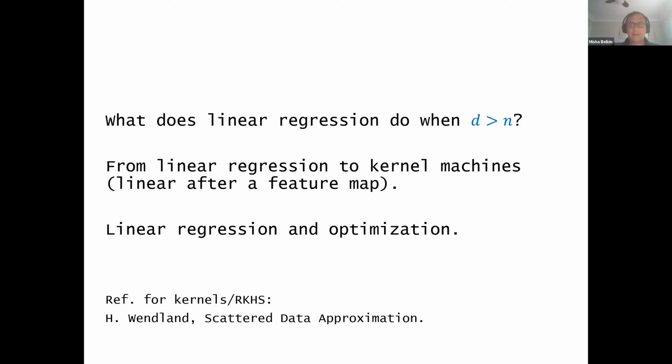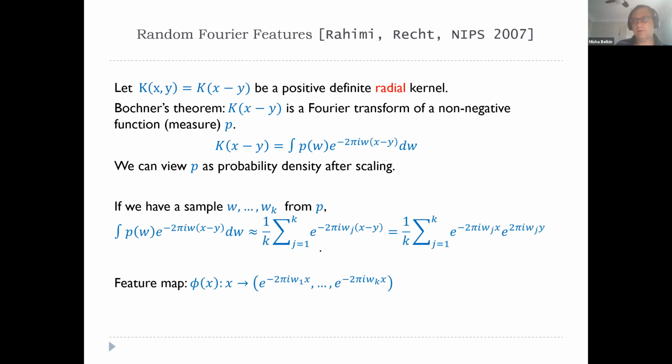Okay, so let me now quickly talk about random Fourier features, which you have already seen, probably in several classes. The idea is the following: if you have a radial kernel, such as a Gaussian kernel, it can be written as a Fourier transform of a non-negative function, or really a measure p. So k of x minus y is equal to the integral with respect to p of w, where p of w is some measure, of e to the minus 2 pi i w times x minus y, dw, right? And now here is a cool idea originally introduced by Rahimi and Recht in their paper in 2007.